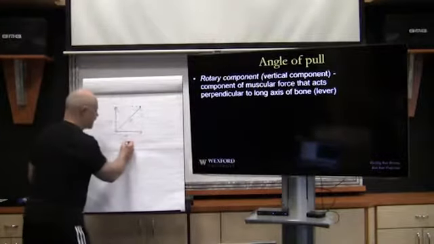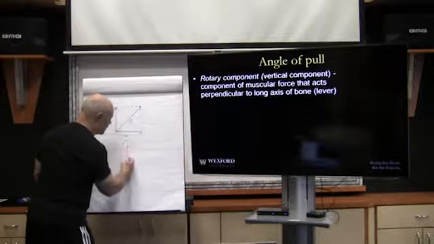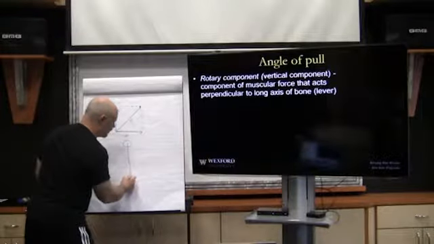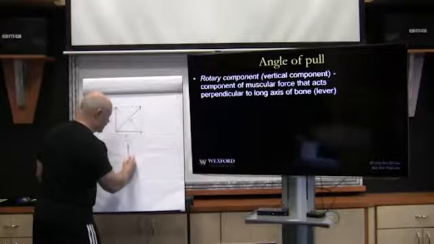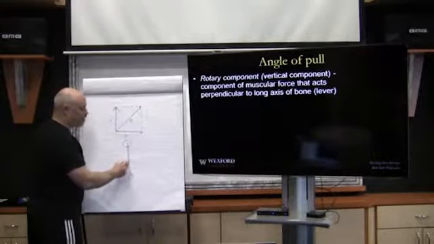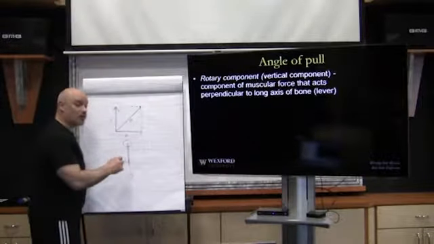That's the component of muscular force that acts perpendicular to the long axis of the bone. So let's look at that again. Let's look at the shoulder joint. Here's the shoulder joint, here's the upper arm, here's the elbow, here's the lower arm, and here's the hand holding a weight. The muscle will attach across the joint, and if we look at the angle of pull here, when the arm is straight down, the angle of pull is almost zero.